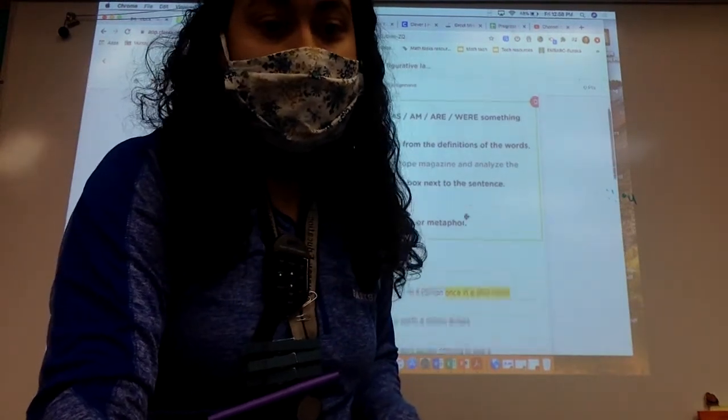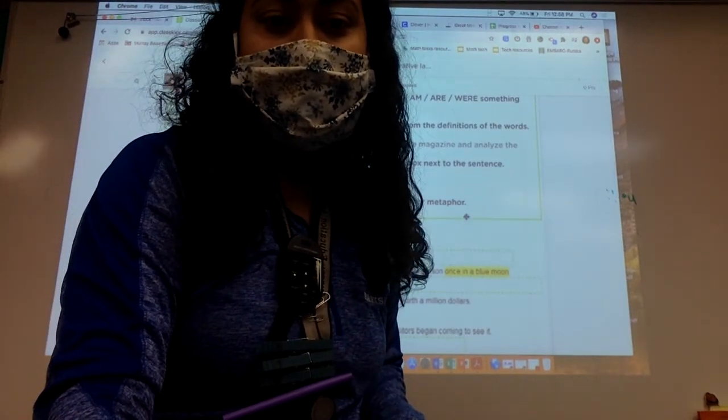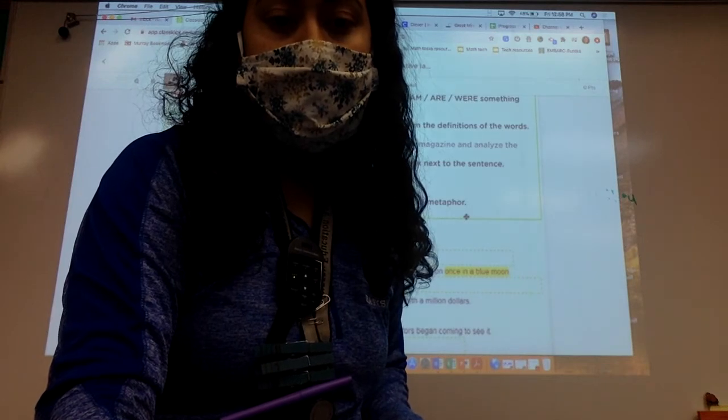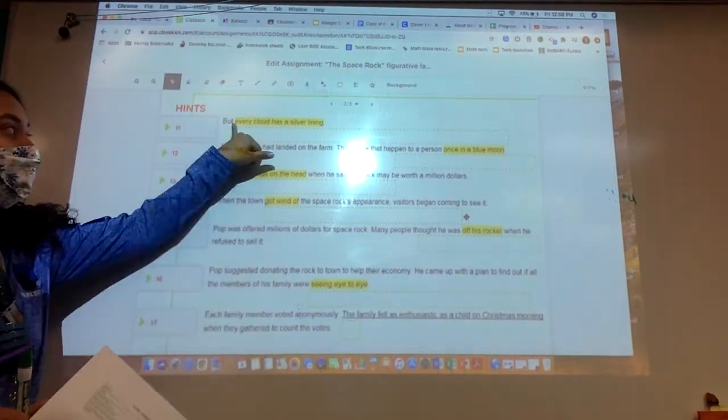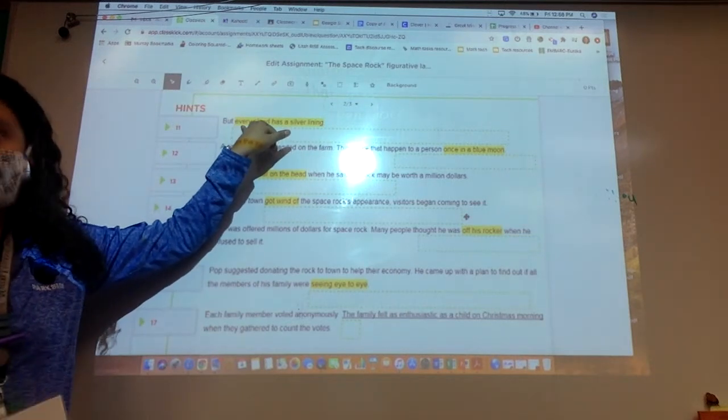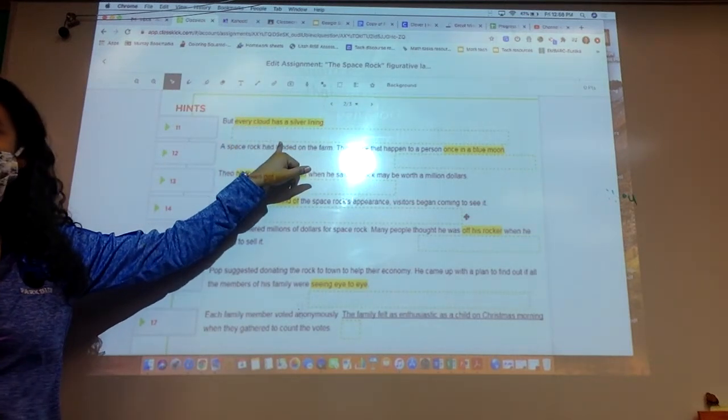Okay, same things as last time. We're focusing on idioms, similes, metaphors. Ready? Okay, so this is highlighted, so that means this is an idiom. So we're going to explain what it actually means. Ready?